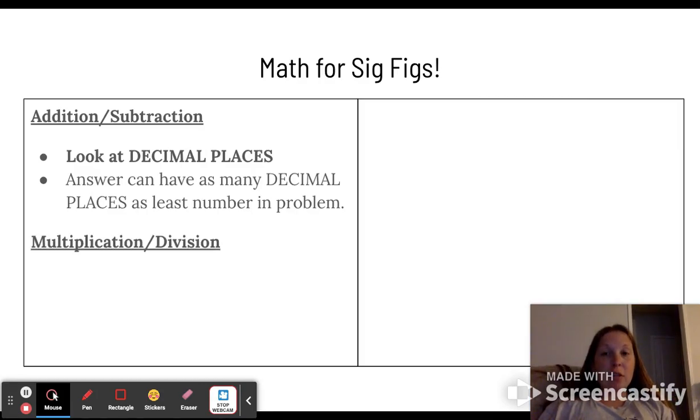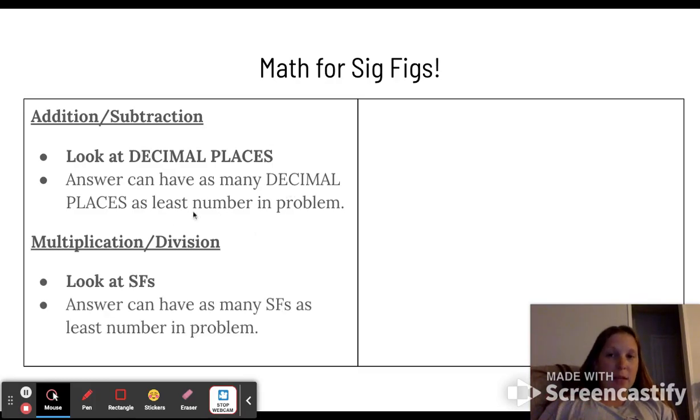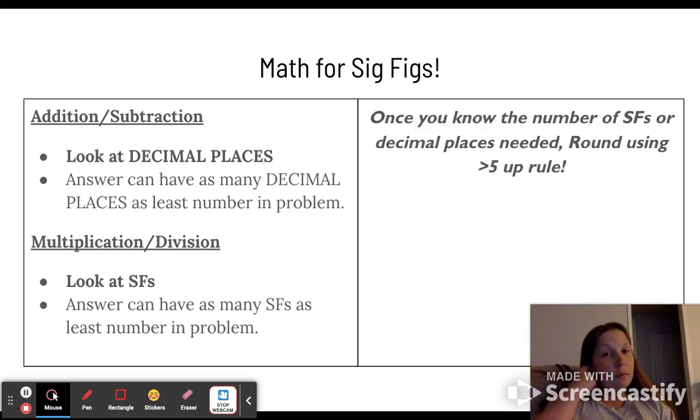And then for multiplication and division, we are looking at sig figs here. So it's the same rule, but instead of decimal places, it's sig figs. Your answer can have as many sig figs as the least number of sig figs within your problem. Once you've calculated that answer, you will get your raw value and then you'll round, just like we normally do. So once you know the number of sig figs or the number of decimal places that you need, you will round using your greater than 5 up rule. So like if your rounder is 5 or greater, you're going to round up. If it's not, then you stay the same.